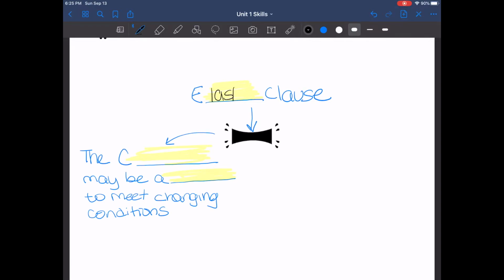An important power listed or understood to be in the Constitution is the elastic clause, sometimes called the necessary and proper clause. And this states that the Constitution may be amended or changed in order to meet the changing conditions of society. So as America changes, so too should the laws and rules governing it.